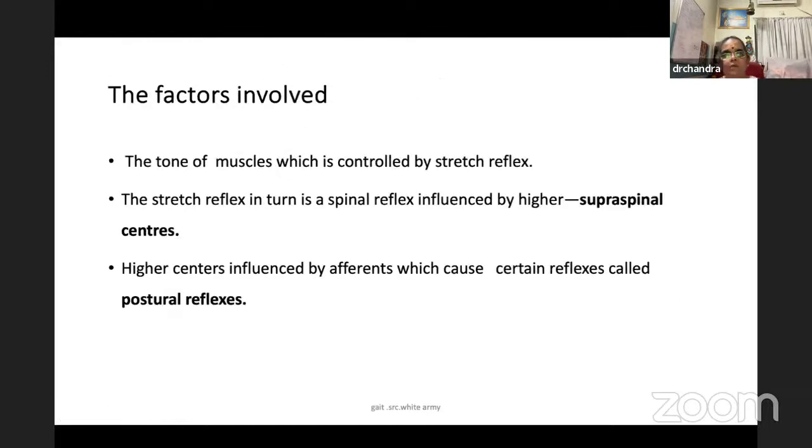So the factors involved are the tone of the muscle, which is controlled by the stretch reflex. The stretch reflex in turn is a spinal reflex influenced by higher supraspinal centers, and higher centers influenced by afferents, which cause certain reflexes called postural reflexes. So based on the afferent inputs, when you move forward, the supraspinal influences bring out postural and righting reflexes so that the body is still maintained without falling when you are moving.